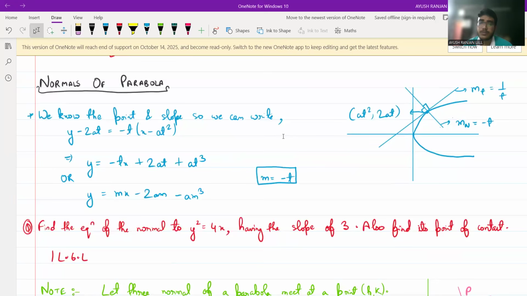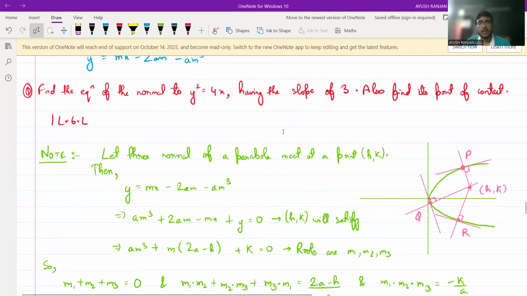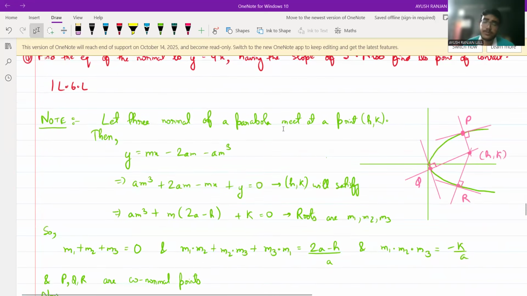So from here, the main important thing will start. Just remember the normals of the parabola. The normal equation is y equals mx minus 2am minus am cube. Now you have seen what I've said. This is an equation in m cube. So let's say we draw three normals, and those three normals meet at a point (h, k).